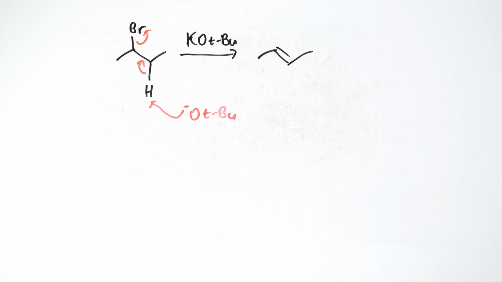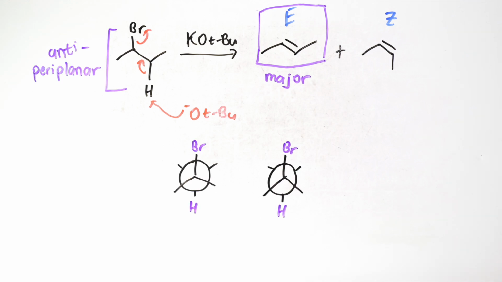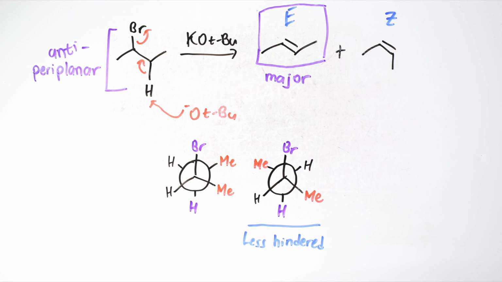If we look closely at the 2-bromobutane reaction, there are two possible alkene products, E and Z alkenes. However, the major product is E alkene. For E2 reaction to work, the hydrogen and the leaving bromine group need to be in anti-periplanar position. This leaves us with two possible conformations. The conformation with two methyl groups in anti-periplanar position is less hindered. Therefore, this leads to the formation of E alkene as the major product.